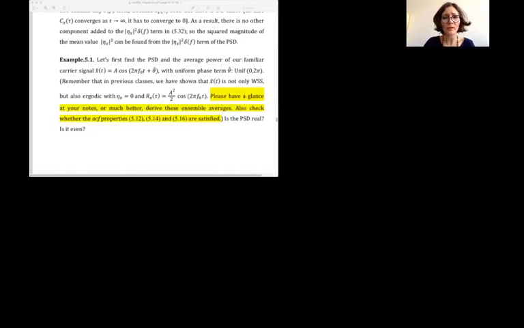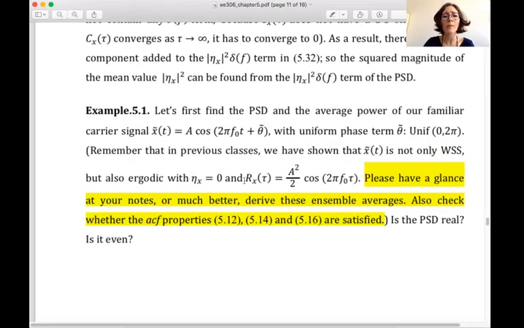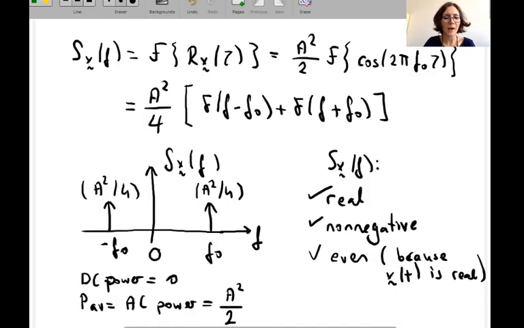You could actually confirm the same thing. Remember, average power is very simply Rx of tau evaluated at tau equals 0. So you put 0 here, and you would get the average power as a squared over 2. And this does not have a constant term. It only has a term varying with tau, which would correspond to Cx of tau. So the plus eta x squared part would be 0. We already see that eta x is 0. So by this means, you could also conclude the expressions for the AC power, DC power, and average power.